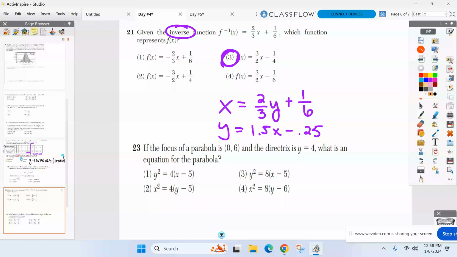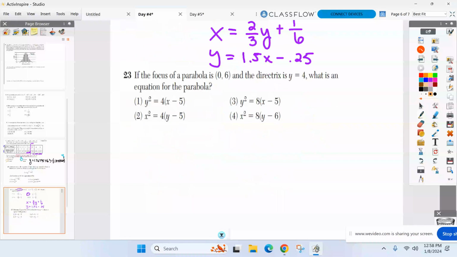All right, let's go. 23. A couple more here. Second time we're doing a parabola one. Focus is 0,6. Directrix is 4. What's the equation of this parabola? I didn't put graph paper on it. I don't attach it to yours because I don't want to make the packet thicker. But on the day of the test, you will have scrap graph paper attached to this. Use it.